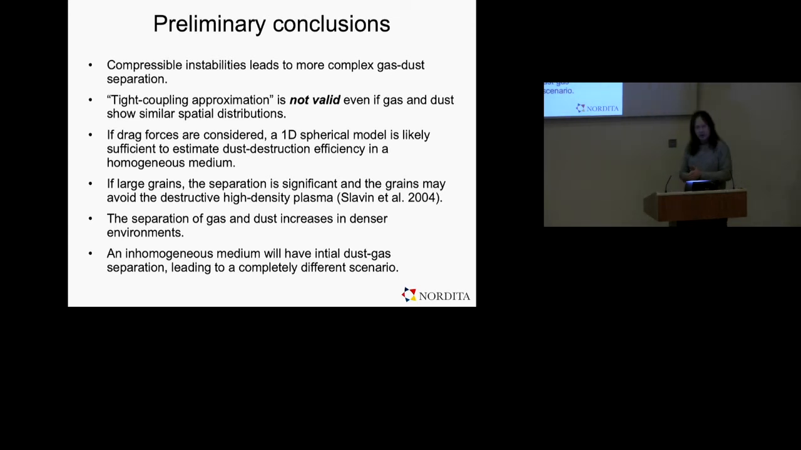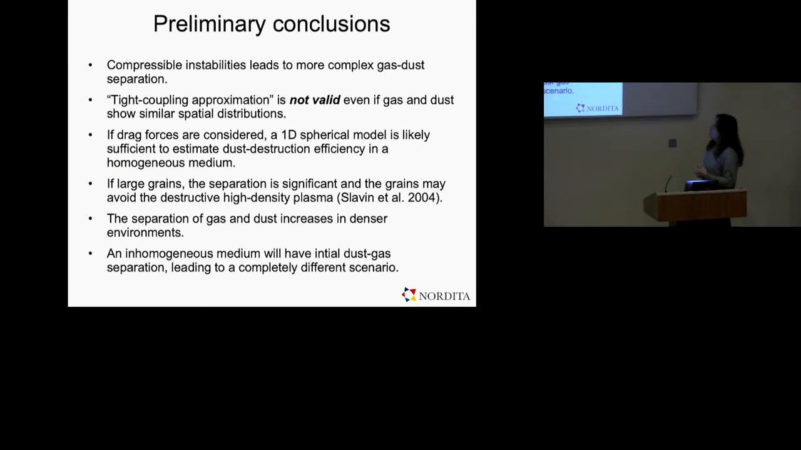Preliminary conclusions then. This is an ongoing project, so this is just a progress report, basically. To wrap it up, you could say that the tight coupling approximation that sometimes is being used is probably not so good, and we saw that already in the previous talk. Another thing is that the separation of gas and dust increases in denser environments, and therefore clumpiness is an interesting thing to explore.